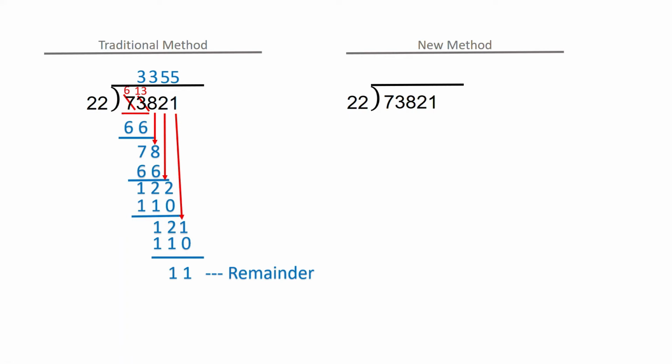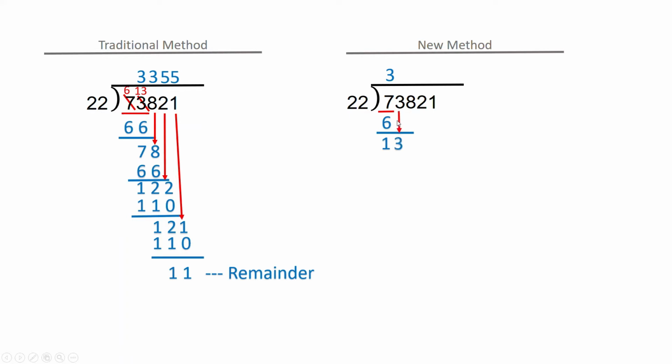Sa new method, yung divisor natin is i-break natin into two parts. So, yung first 2 is the main divisor and the second 2 is the second divisor. So, let's take for example. So, let's try to solve it. So, 7 divided by 2 is equals to 3. And 3 times 2 is equals to 6. 7 minus 6 is equals to 1. So, we bring down the next digit, which is 3.